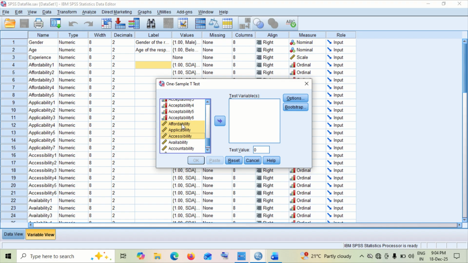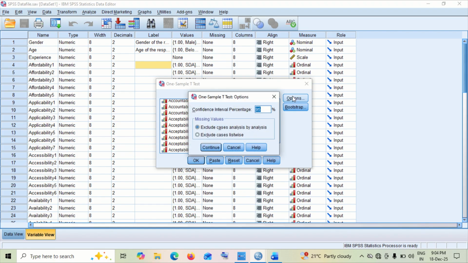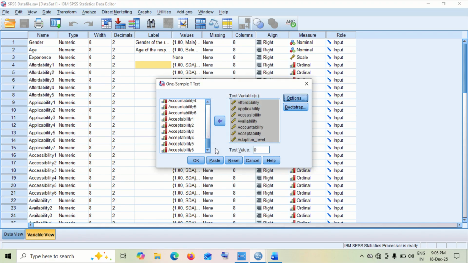Affordability, applicability, accessibility, availability, accountability, acceptability and the overall adoption level, moving to the right side. From the options, we can see the confidence interval percentage, that is 95%, that is significance value of 5%. Continue. And we have to give the test value, that is a specific value, that is 3. Then click OK.